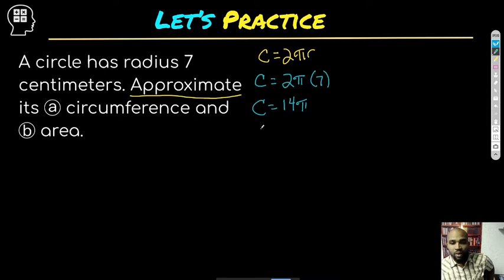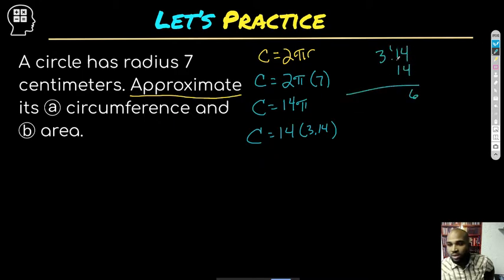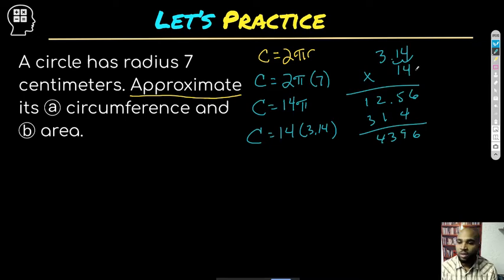Now they wanted us to approximate, so I actually should have switched pi for 3.14. I'll do that now and multiply those two. 3.14 times 14. 4 times 4 is 16, 4 times 1 is 4, plus 1 is 5, 4 times 3 is 12, and so on, giving 3, 4, 9, 6 and 3, 4. Since we're multiplying, we move the decimal 2 places over, because that's the total number of decimal places in both of those factors. So circumference equals 43.96.